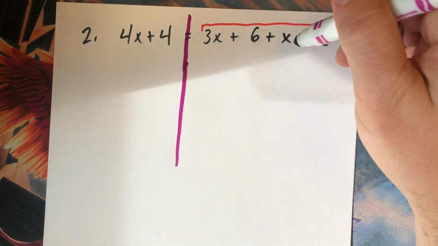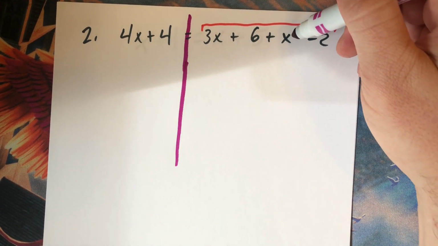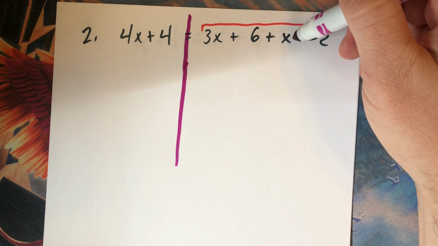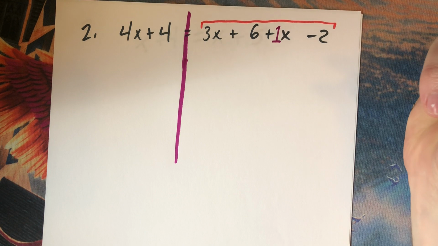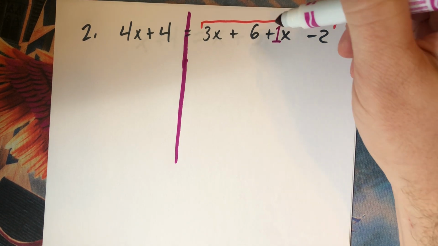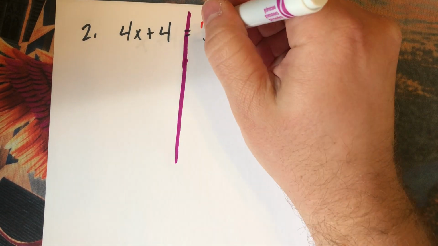So like here I have a 3x and I have a x. Wait, there's nothing on there. What is that? Oh yeah, it's a 1. Remember, when there's nothing written, it's a 1. So I have 3 x's and I have 1 x.